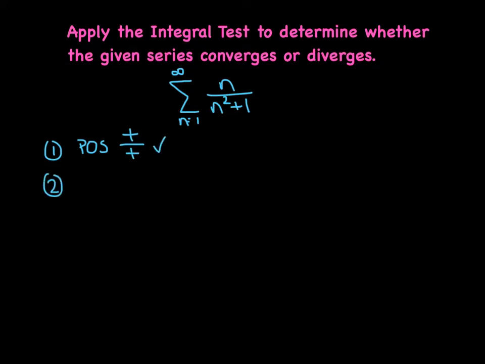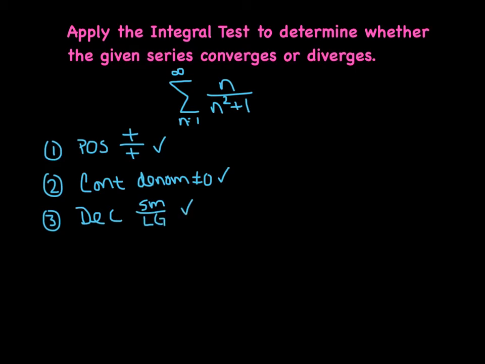Number 2, we'll say, is it continuous? And notice I looked at the denominator, and my denominator would never equal 0. So I'm going to say check, yes, this one's continuous. And number 3, is it decreasing? And basically, as long as we've got small over large, which we do here in this case, that'll guarantee that this function decreases. So we've got all the prerequisites satisfied.